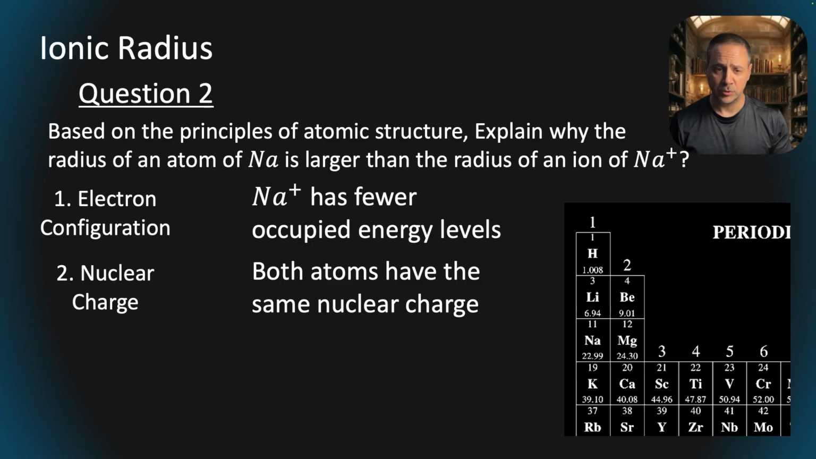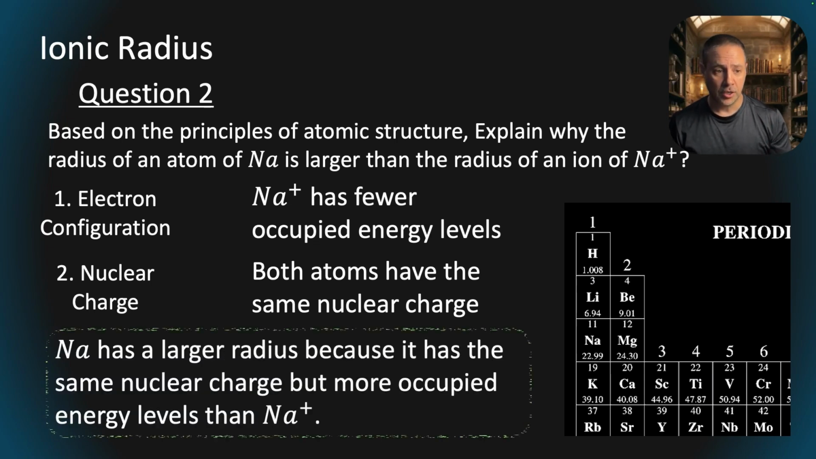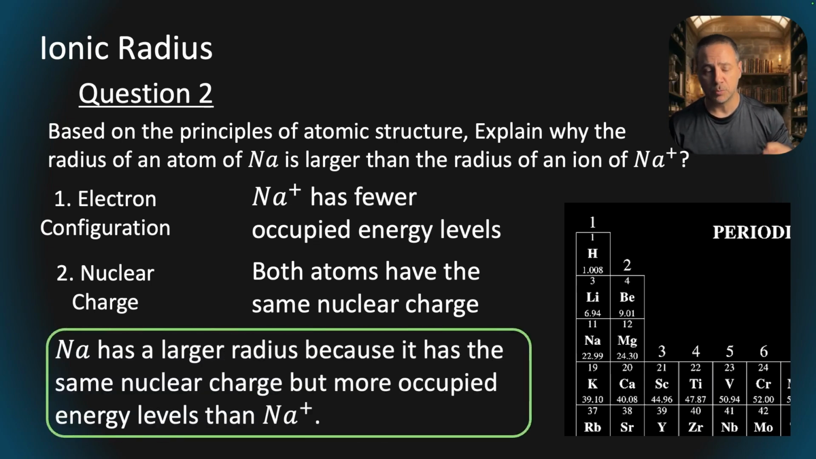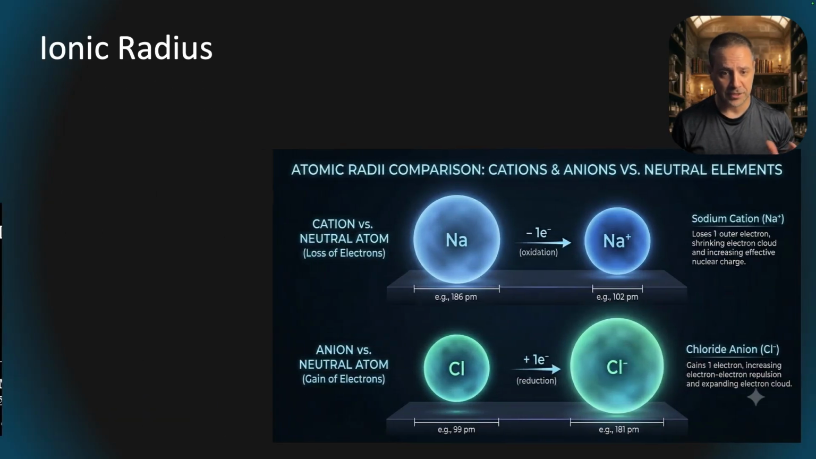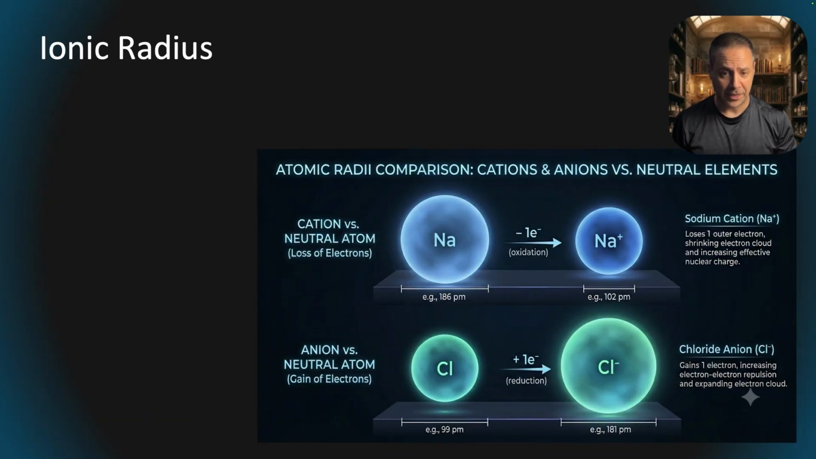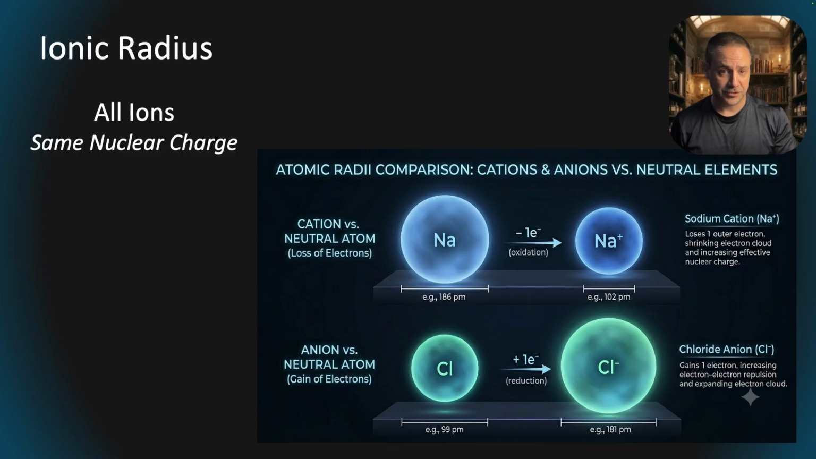The best way to frame your answer is based on how the question is asked. This is asking why the neutral atom is larger than the ion. Sodium is larger because it has the same nuclear charge but more occupied energy levels. Notice again that I referenced the nuclear charge and the electrons. These questions are also comparing a common trend, a neutral atom versus an ion. In each case, you're comparing the same element, so you're going to have the same number of protons in the nucleus. The difference is whether it's gaining or losing electrons.